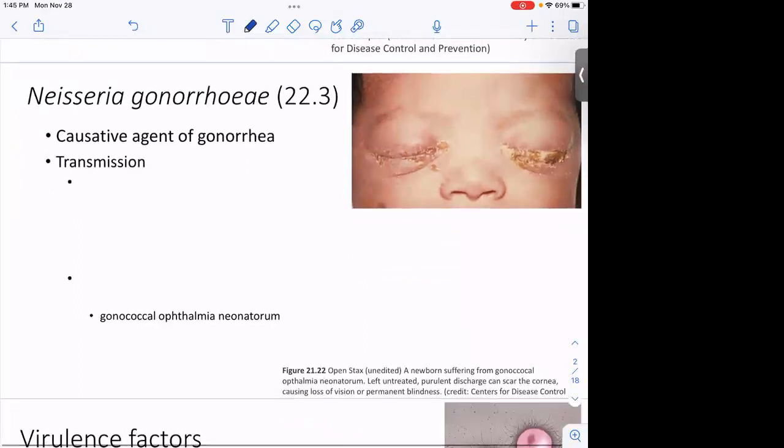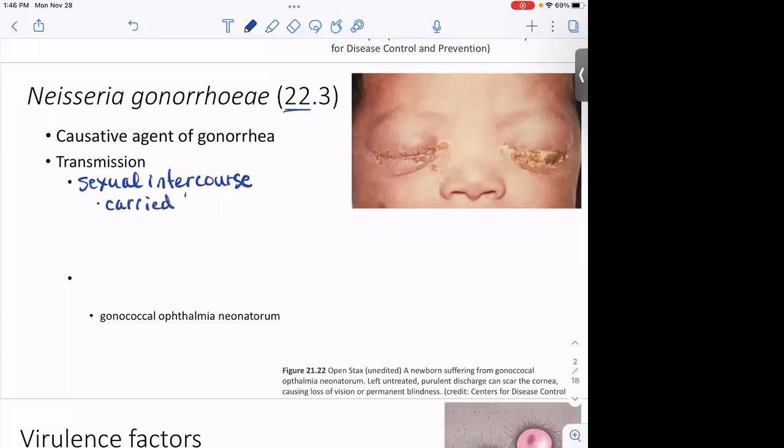All right, so Neisseria gonorrhoeae. Chapter 22, I believe, is bacterial pathogens of the urogenital system. So you'll find a few questions about that for homework. This is a true pathogen, very low infectious dose. Anybody can get it. How is gonorrhea transmitted? By sexual intercourse. Okay, so it's carried by sperm and vaginal fluid.